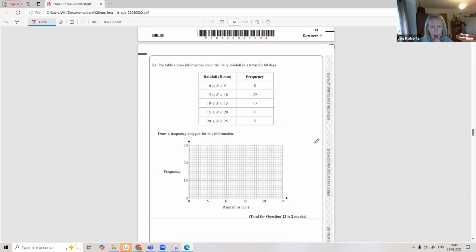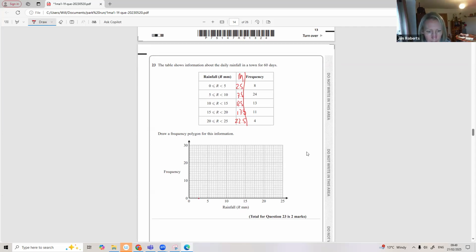Okay, frequency polygon. So to draw a frequency polygon, we need the midpoints of the rainfall first. I'm going to create an extra column here. What's midway between 0 and 5? It's 2.5, 7.5, 12.5, 17.5, 22.5. So I'm going to plot the midpoint against the frequency.